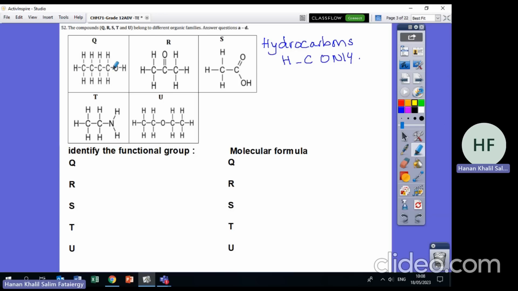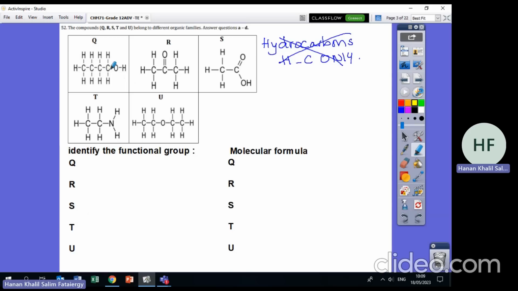Now this one is made of carbon and hydrogen, but added to it is oxygen. This one also has oxygen. This one has 2 oxygens. This one also has oxygen, and this one has nitrogen added to the carbon and hydrogen. So these are not hydrocarbons. What do we call these compounds? First of all, I want you to highlight what is the addition that makes them not hydrocarbons.